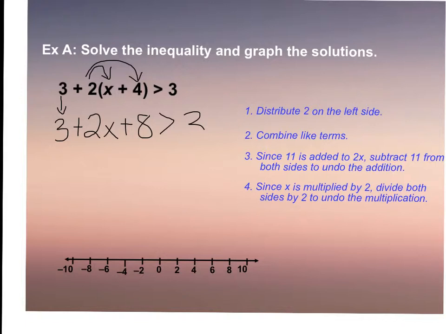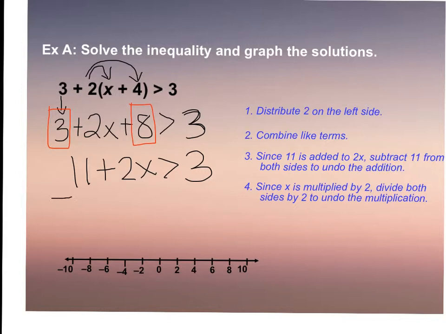Now before I begin to move things over to the other side, I must first combine like terms. So let's identify our like terms here in a different color. We know that the 3 and the 8 are like terms, and there's no other like term to go with the 2x. So now I'm going to combine the 3 and the 8 to get 11 plus 2x is greater than 3.